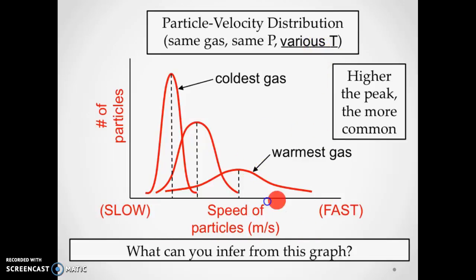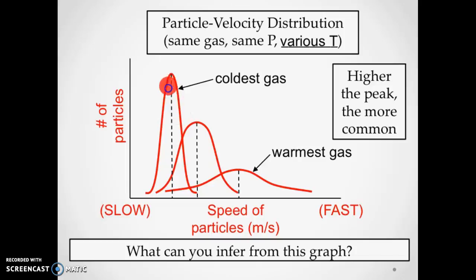So this curve right here would represent the gas that is warmest, and then the gas that's coldest would be the one all the way on the left, because it's going to have a smaller speed. Just because you have a higher temperature or smaller temperature doesn't affect the amount of moles, because the area looks the same.